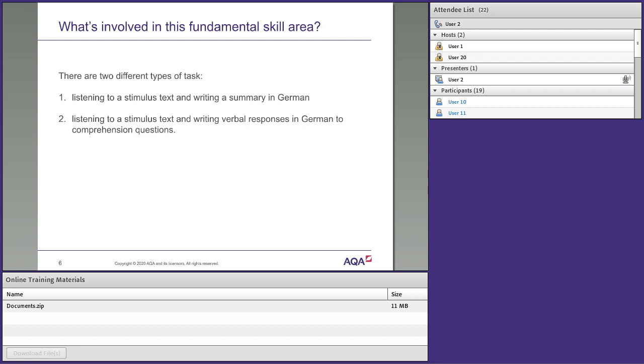So what's involved in this fundamental area? There are two different types of task: listening to a stimulus text and writing a summary in German, and listening to a stimulus text and writing verbal responses in German to comprehension questions. These are the listening tasks that students find most challenging, hence the decision to concentrate on these and not to consider the non-verbal true-false multi-choice type questions.